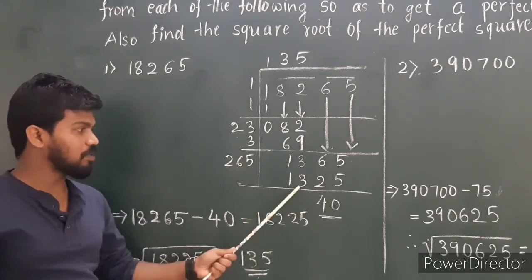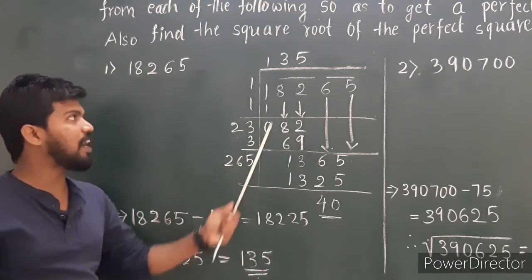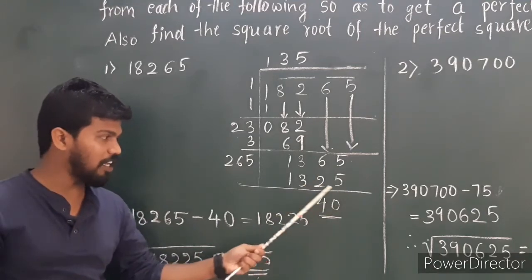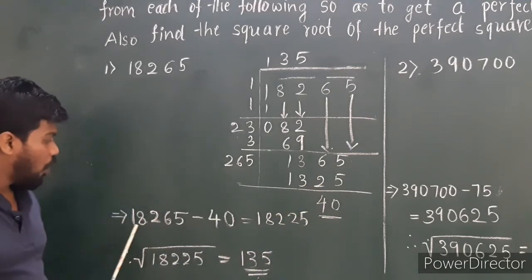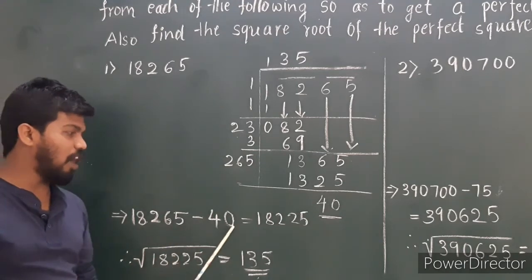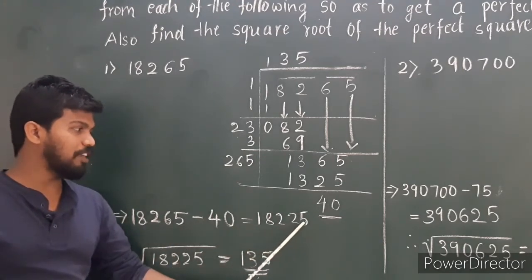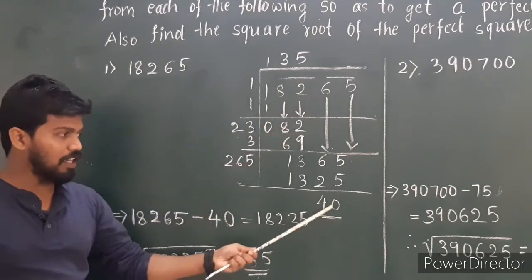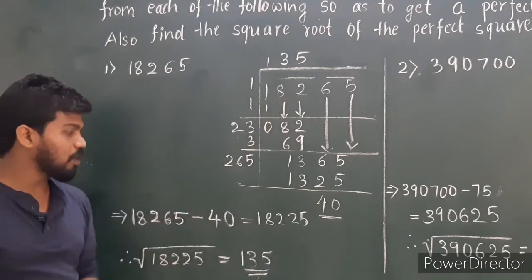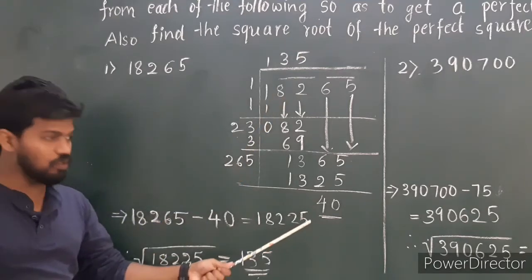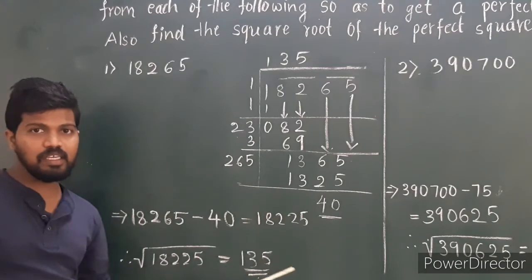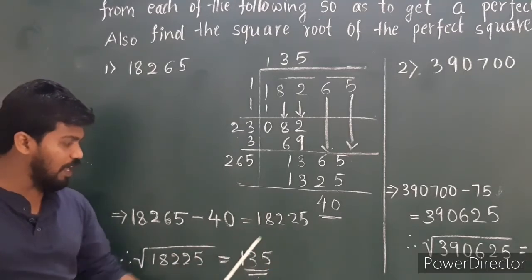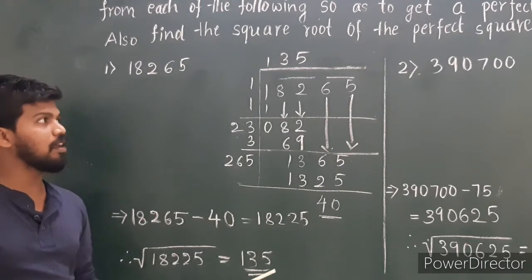So now it is 1,365. So it is 5 times. 265 into 5 you get 1,325. So subtracting, you get 40 as a remainder. So now 18,265 minus 40 you get 18,225. So we have to remove 40 from 18,265. So this number is a perfect square, and the square root of that one is 135.